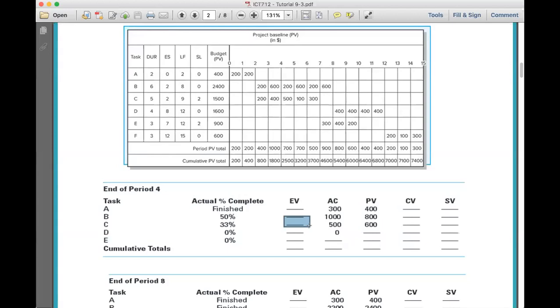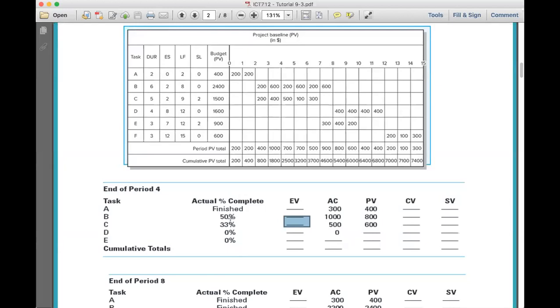You mean earned value? Yeah. So what's your question? My question is why don't we calculate the 50% of just 800? Because the budget at the end of period 4 is 800.